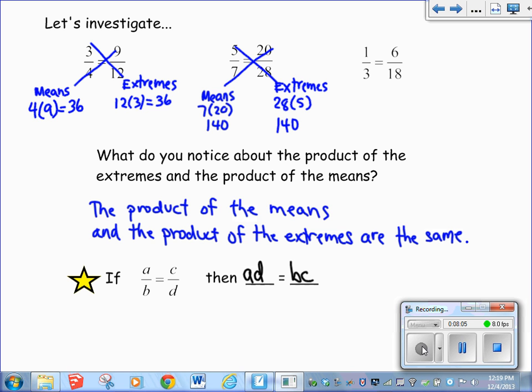That's the same thing we just saw with numbers up here. We saw that this times this equals this times this. The product of the means equals the product of the extremes. This is called the extremes means property. It's very useful for solving proportions that don't have nice friendly numbers in them.